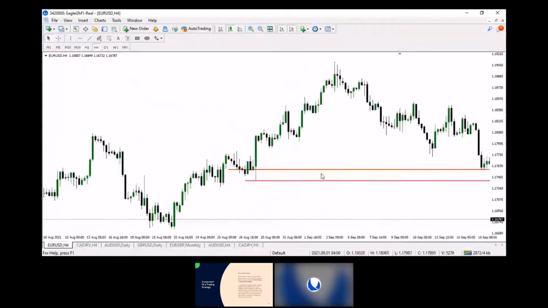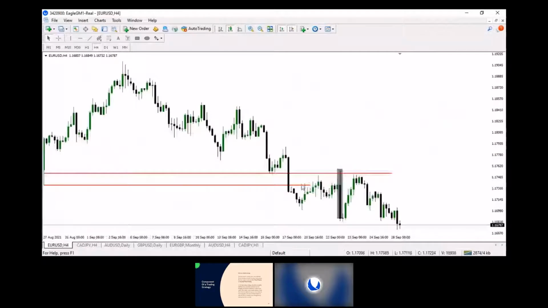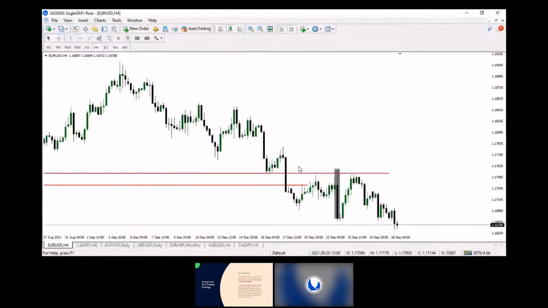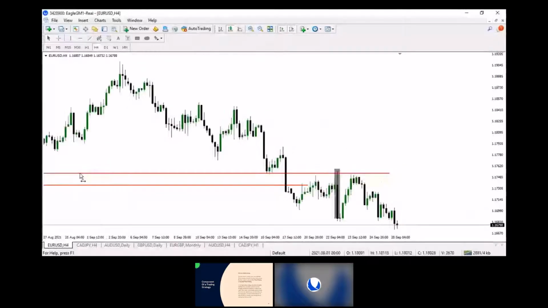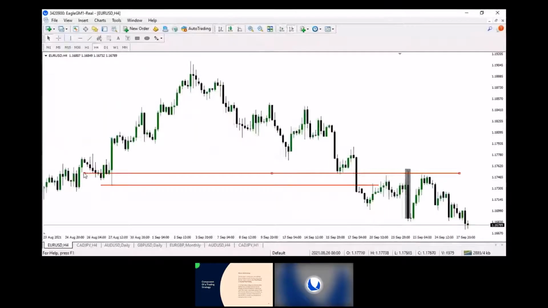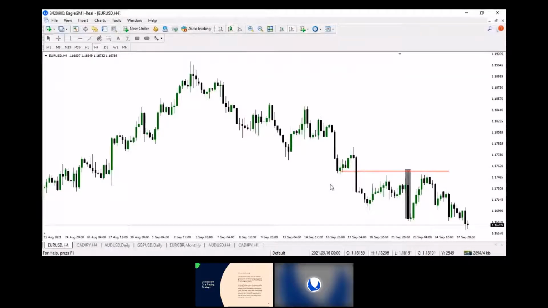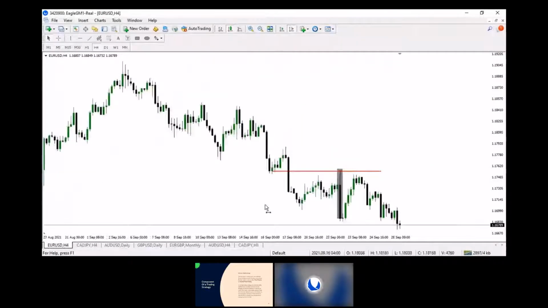The breaker block I was watching on the daily time frame aligned with the breaker block on the 4-hour time frame. So what I did was basically ignore the daily time frame. I ignored the daily one and focused on the 4-hour one because I felt it would be more precise. Then I just understood market structure is bearish.